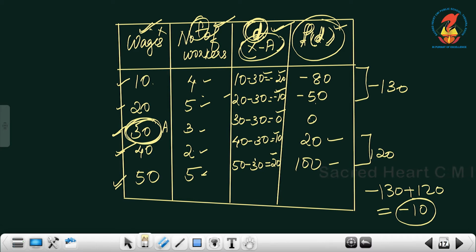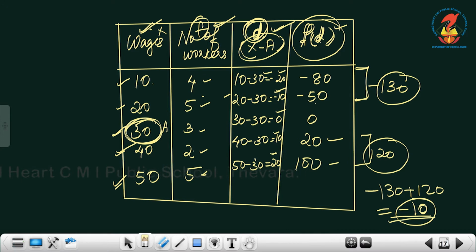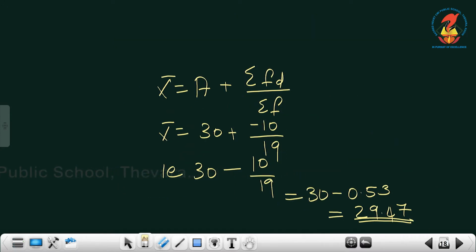Now when you find the total of it, what will you get? The first part, that is minus 80 plus minus 50, you will get it as minus 30. 100 plus 20, you will get it as 120. So minus 130 plus 120, you will get it as minus 10. So that is sigma FD. Sigma FD is minus 10.